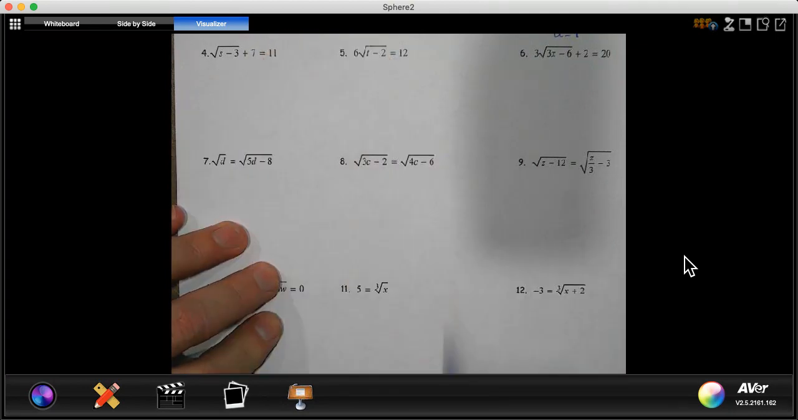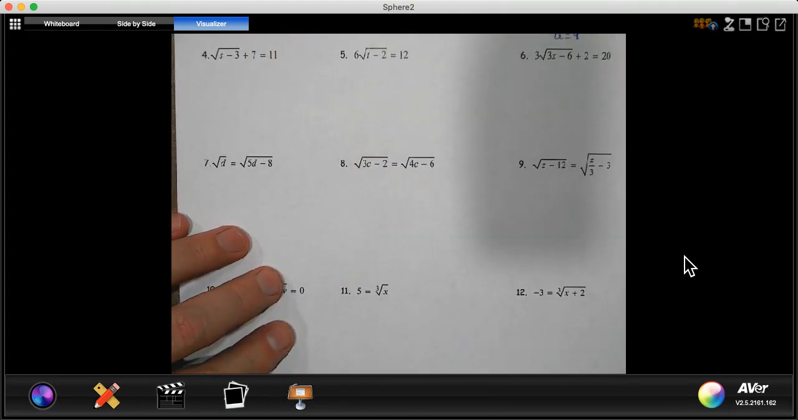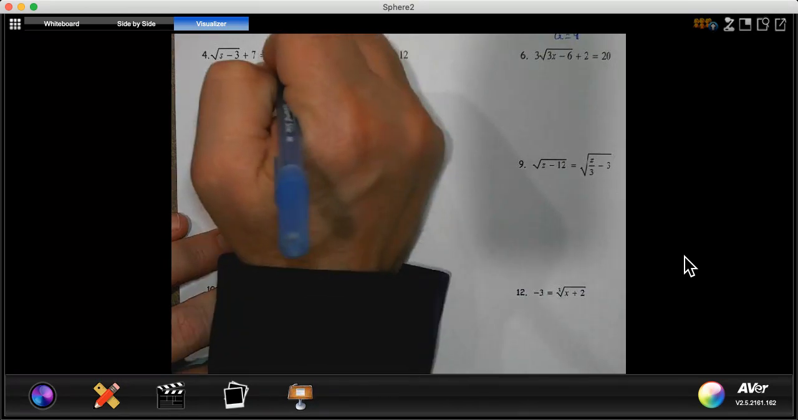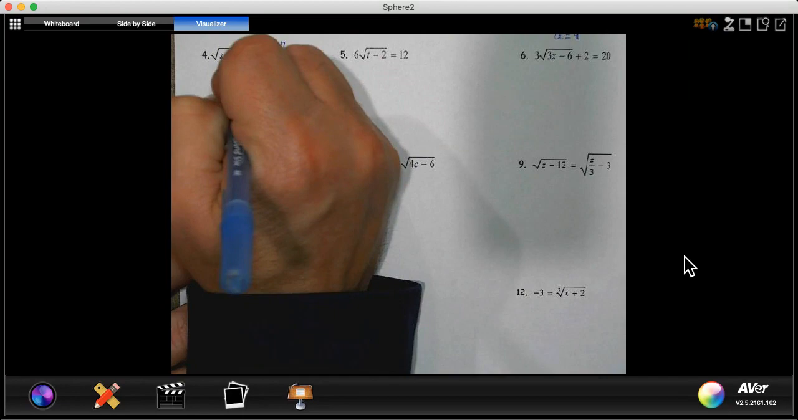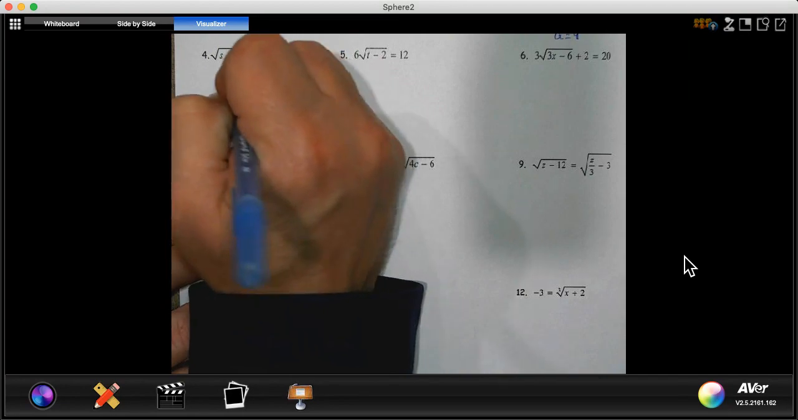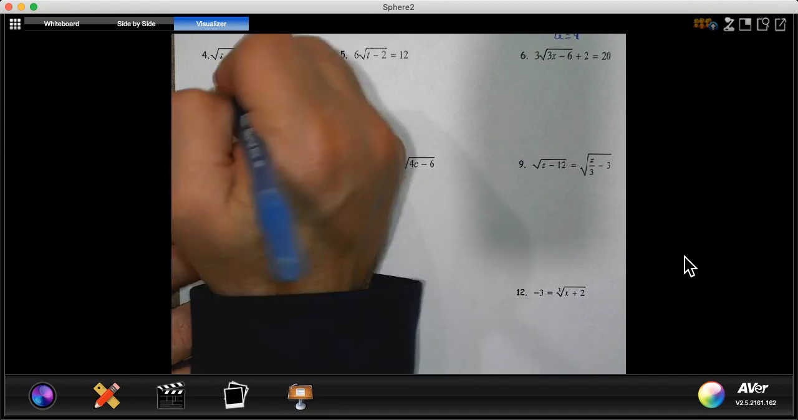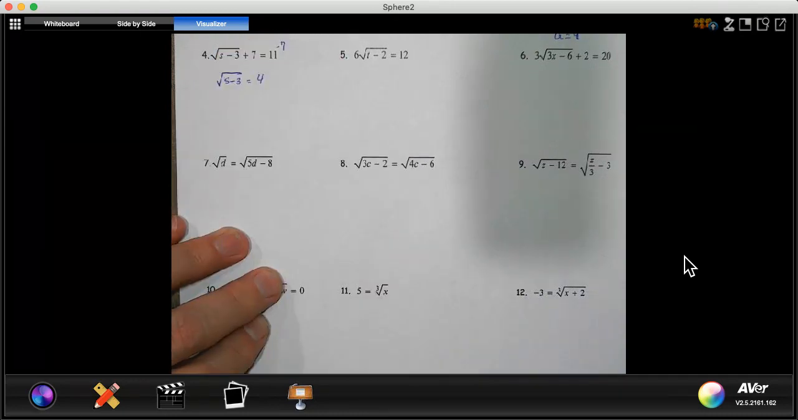So going in the right order is really important. If you don't go in the order, it doesn't work. So minus 7 to both sides. So root s minus 3 is equal to 4. What I always told myself growing up was try and get the root all by itself. Doesn't matter what's underneath it. Just get the root all by itself.